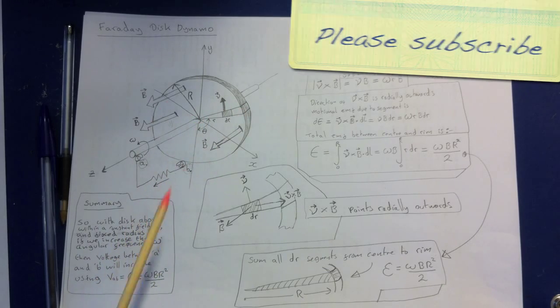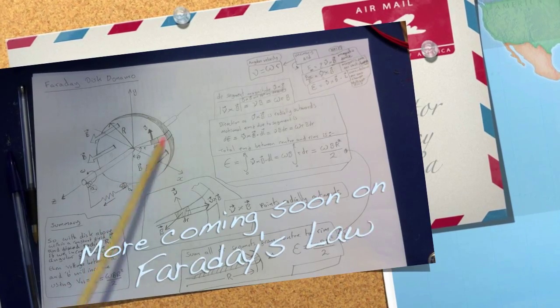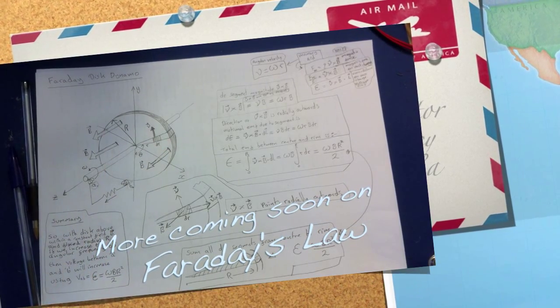So that's a really good example of showing how the magnetic field crossed with the velocity of a conductor will give you an EMF.